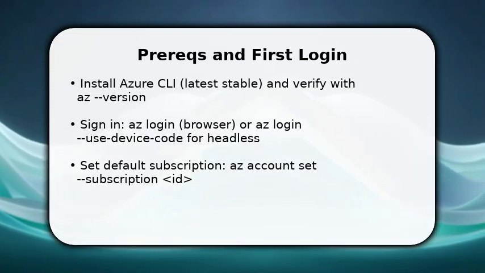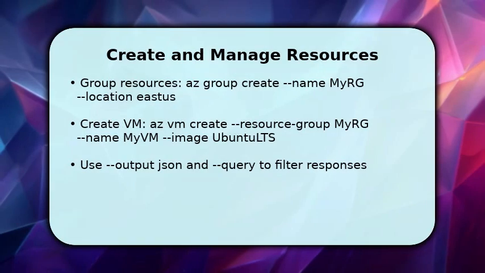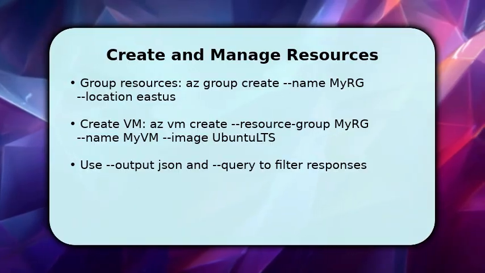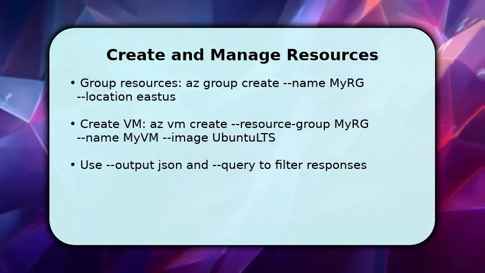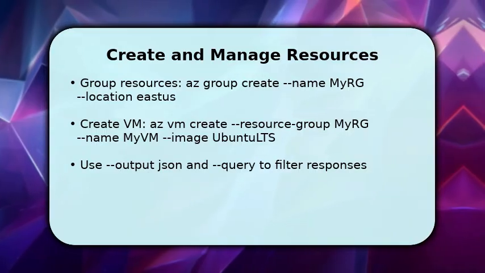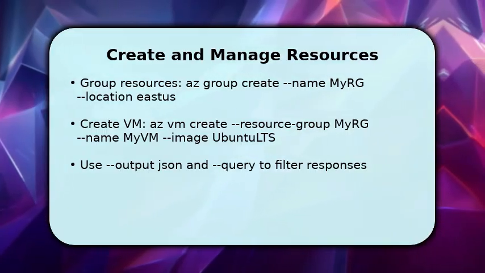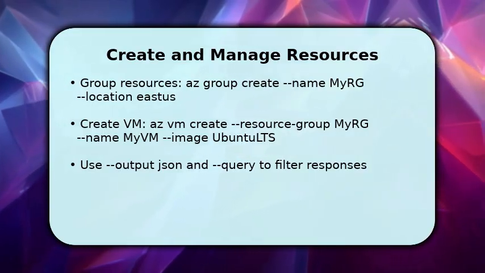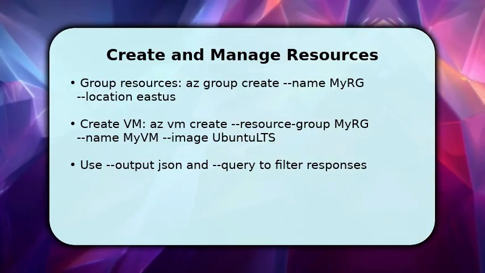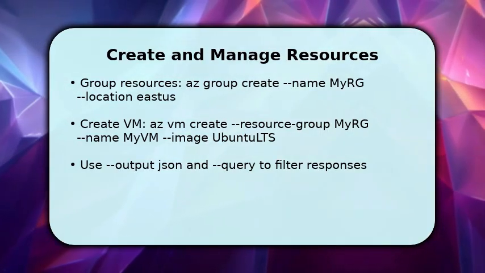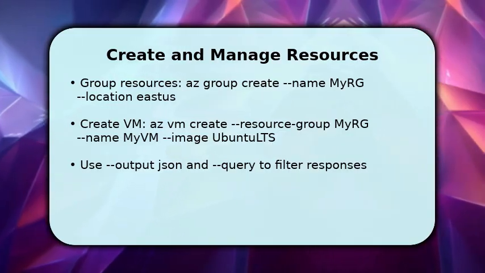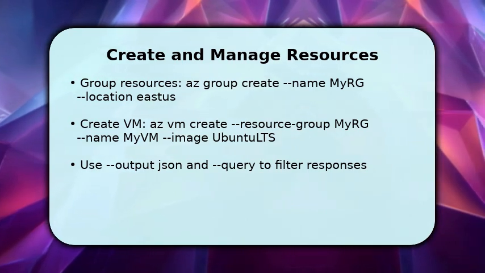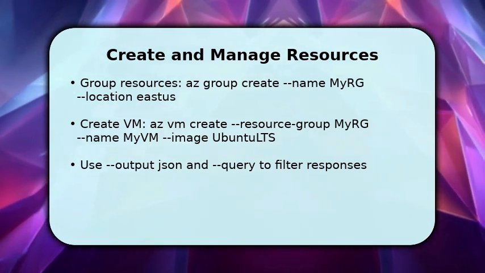Once authenticated, you create and manage resources step by step. Start with az group create to make a resource group. This organizes billing and permissions. Next, create a VM with az vm create including image and size. You can inject SSH keys or admin credentials during creation. Use az resource show or list to inspect objects, and prefer --output json plus --query JMESPath filters to extract fields cleanly for scripts. Make sure to tag resources for cost tracking so you can identify and clean up later.